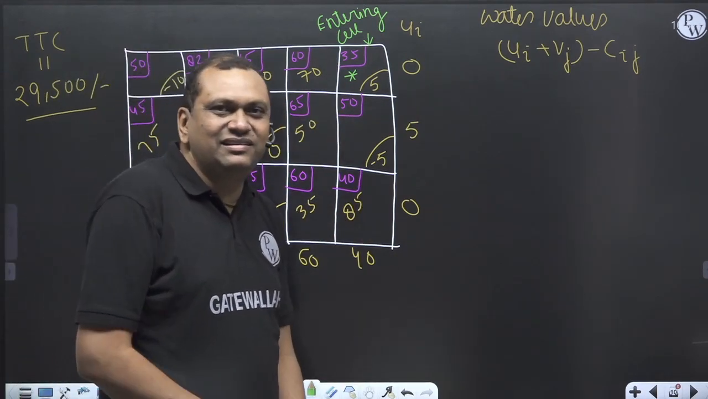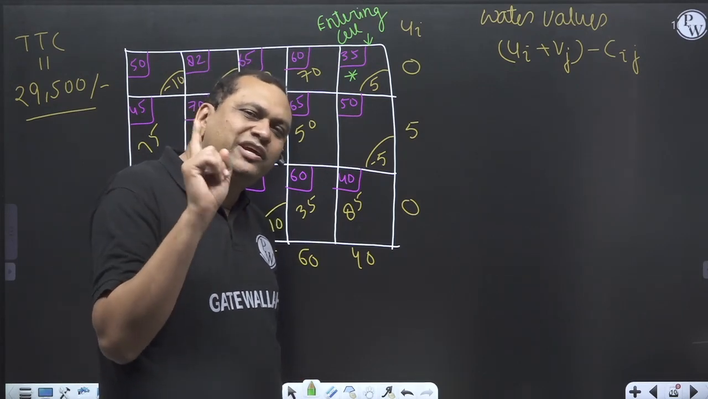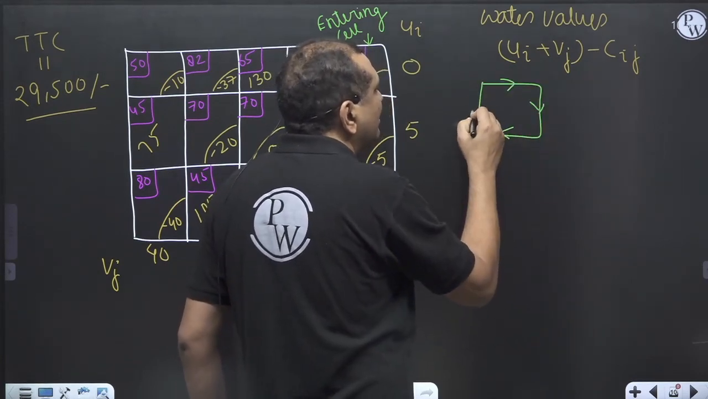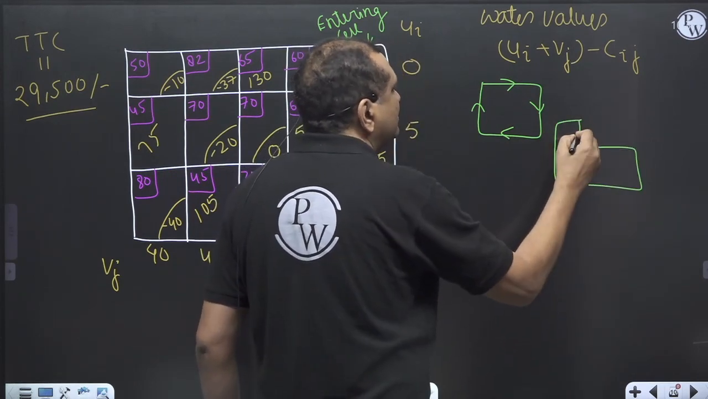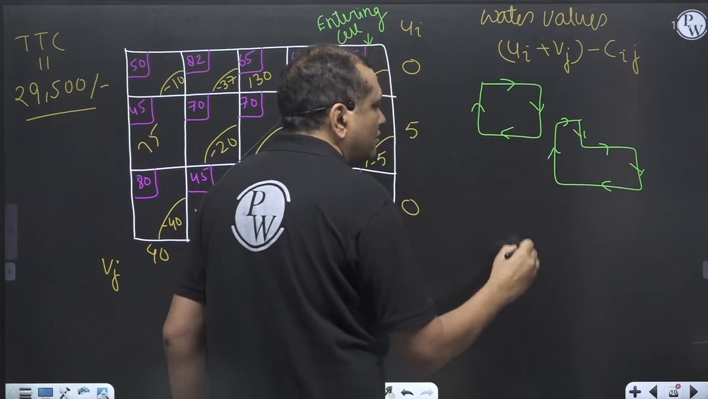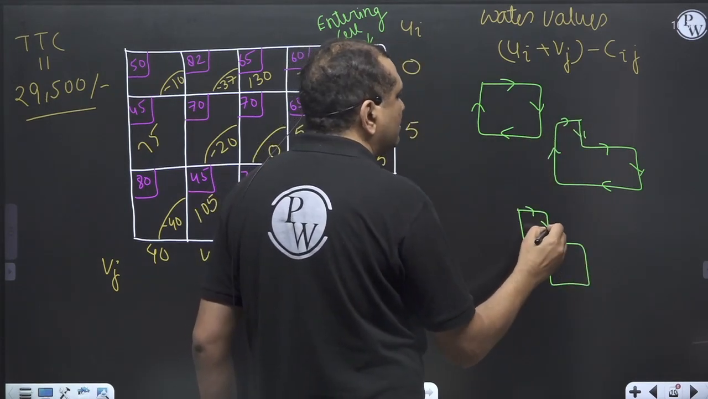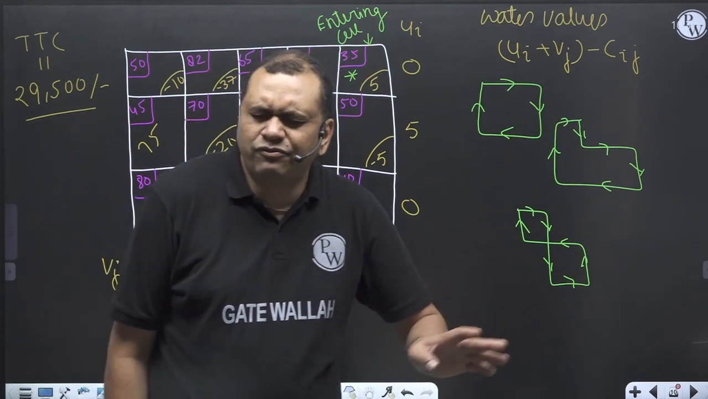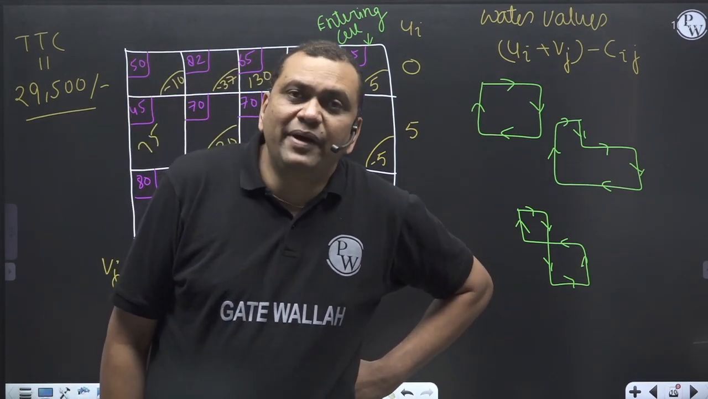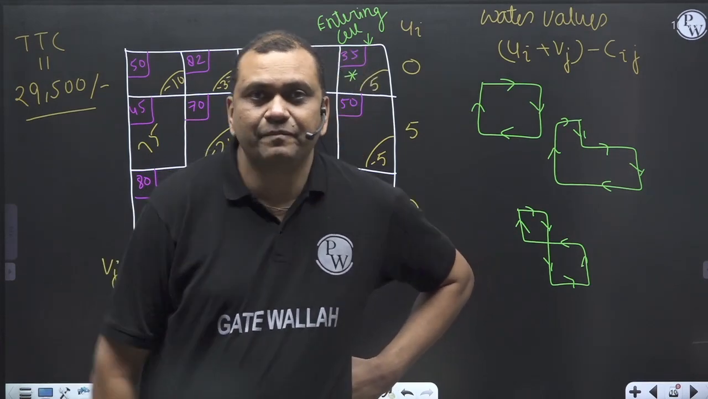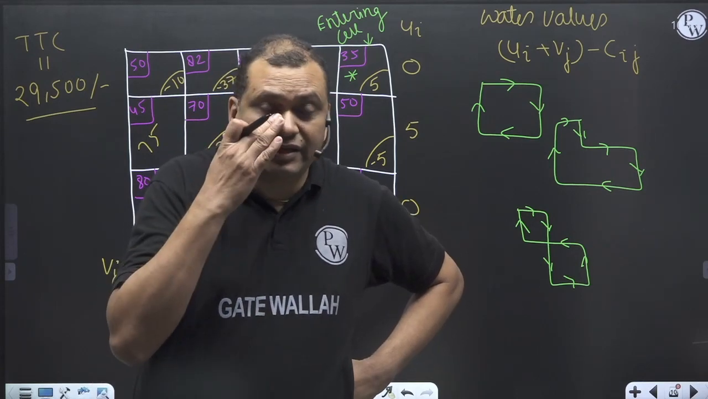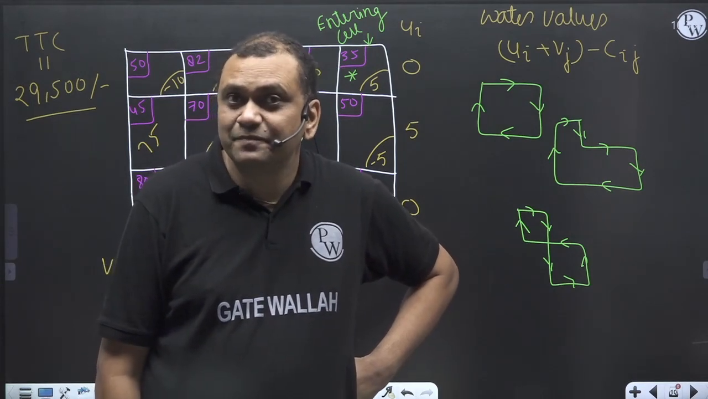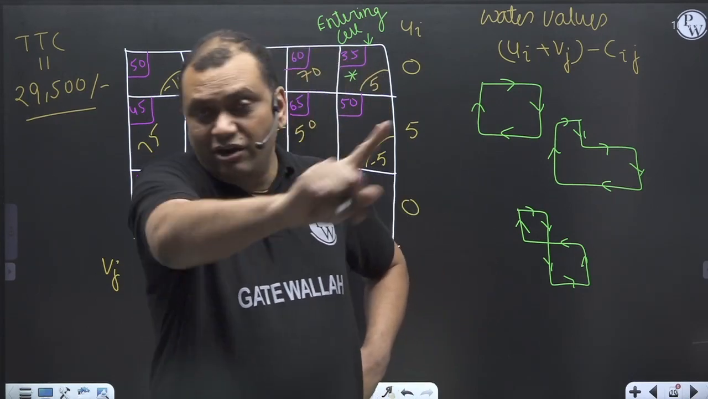From the entering cell, only a unique loop will be formed. A loop can be like this. A loop can be like this also. A loop can be formed by joining only the horizontal and the vertical lines. Only a unique loop can be formed. You cannot draw multiple loops.